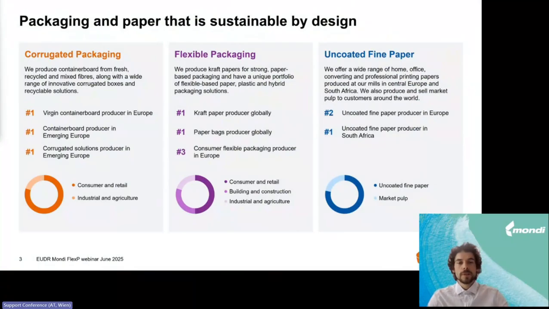Before we jump into the specifics of EUDR, just very briefly on Mondi. Within Mondi, we have 3 business units: corrugated packaging, flexible packaging, and uncoated fine paper. This webinar is organized for flexible packaging. And there we are proud to say that we are the #1 craft paper producer globally. We are also the #1 paper bags producer in the world. And for consumer flexible packaging in Europe, we are on the 3rd place. So without further ado, I would like to hand over to Susan to tell us more about EUDR.